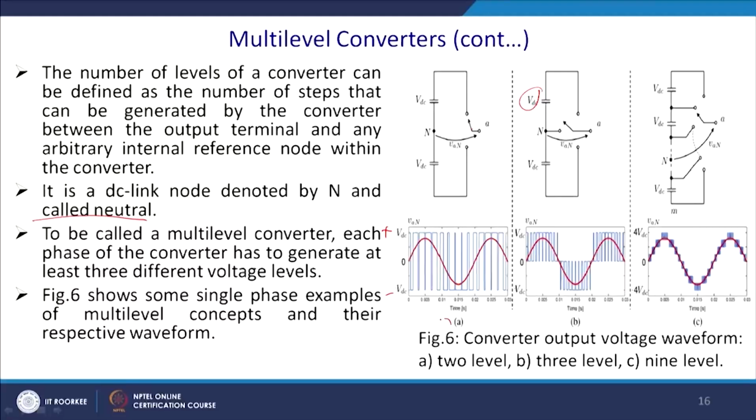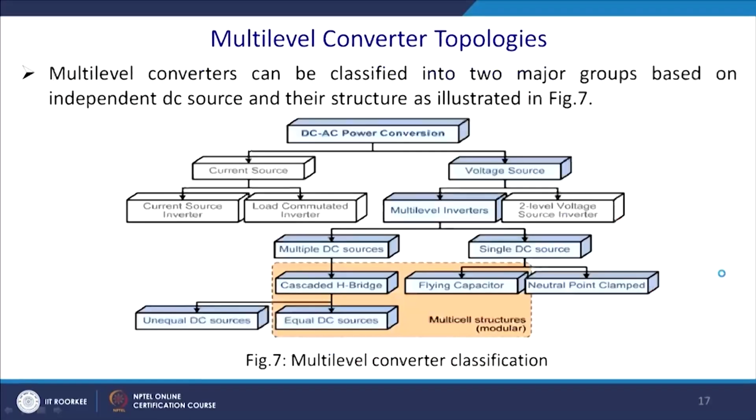So, this figure shows some single phase examples of the multi-level converter and the respective waveforms. This is for the 2 level, this is for the 3 level, and this is for the multi-level, and this is for 9 level, let us say, because you can see there are 9 levels. So, we can classify the multi-level converter topologies.